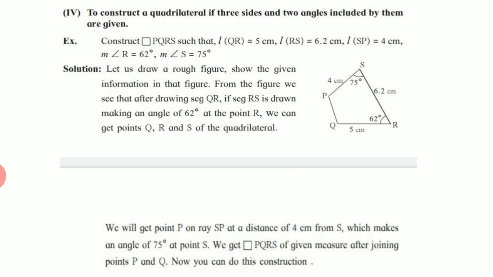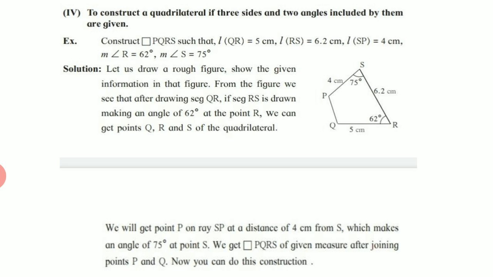Fourth, to construct a quadrilateral if three sides and two angles included by them are given. Construct rectangle PQRS such that length QR is equal to 5 cm, length RS is equal to 6.2 cm, length SP is equal to 4 cm, measure of angle R is equal to 62 degree, measure of angle S is equal to 75 degree. Let us draw a rough figure. Show the given information in that figure.